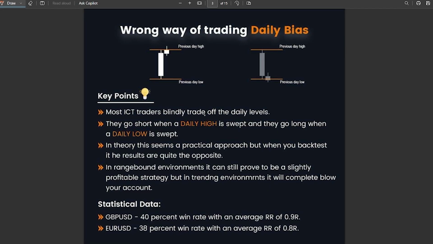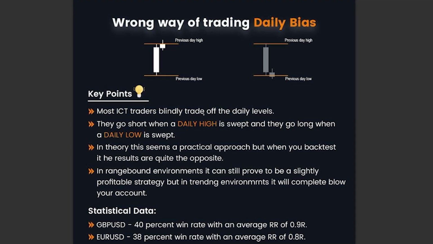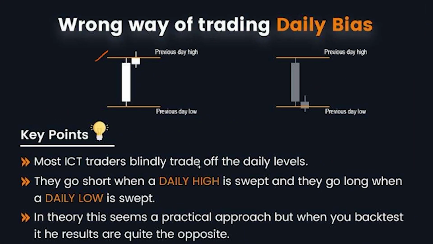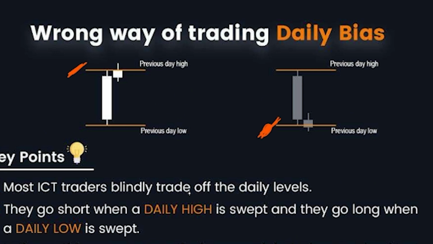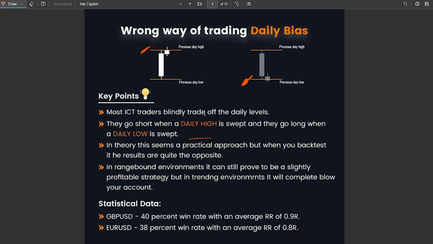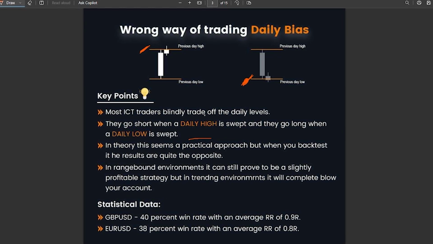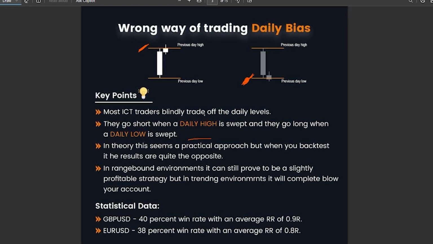So first of all, let's see what most ICT traders do wrong when identifying daily bias. They go short when the daily high, that is this level, gets swept, and they go long when this level, that is the daily low level, gets swept. In theory, this seems a quite practical approach, but when you backtest this strategy, you will come to a conclusion that you have a low win rate and a low RR.